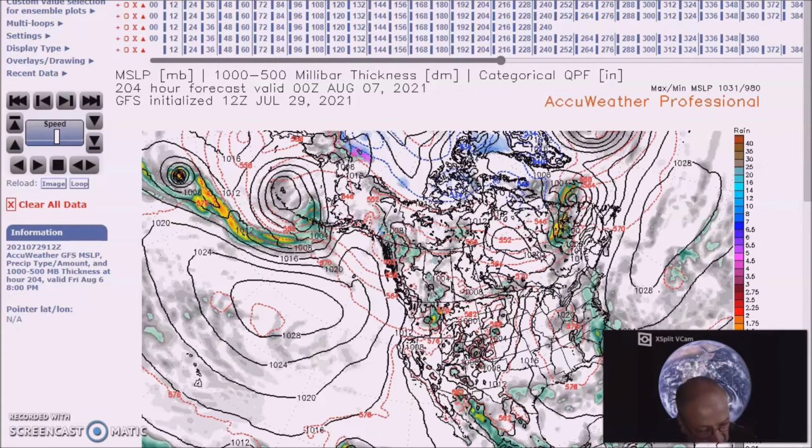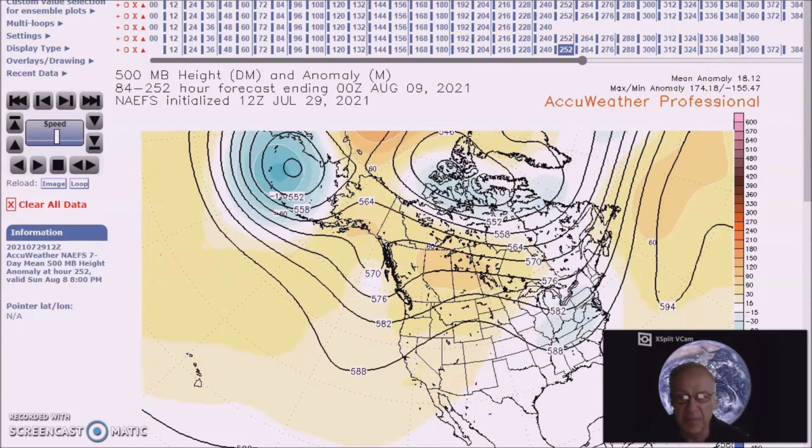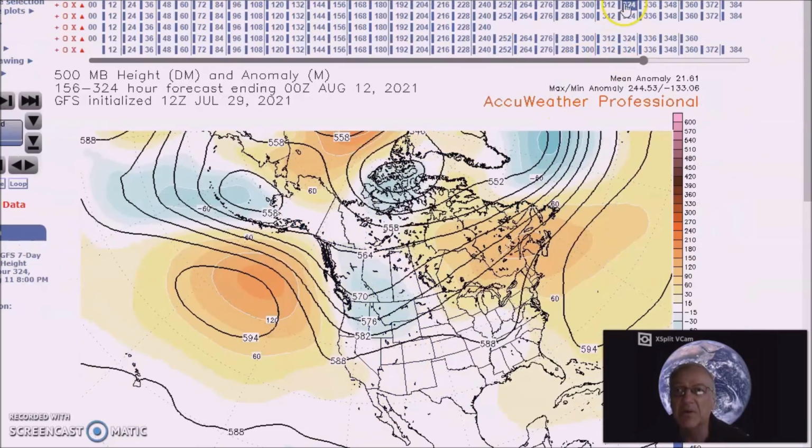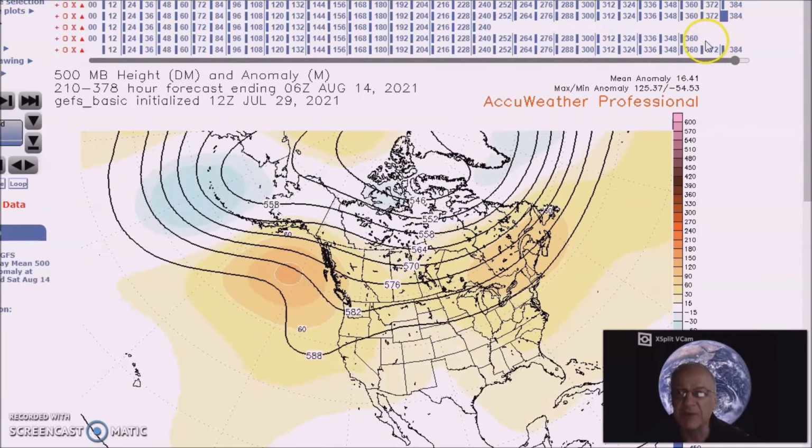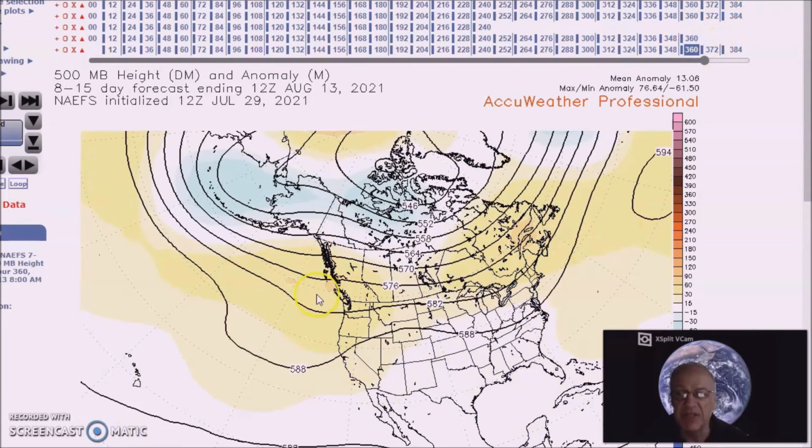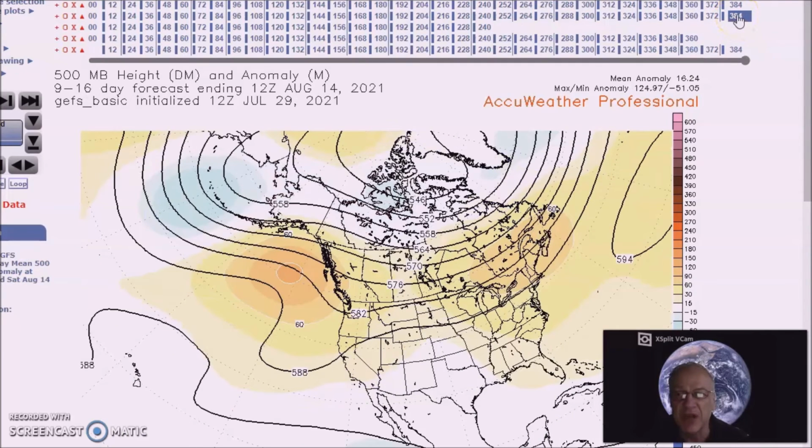We're going to look at the period now for August 11th to the 15th. And overall, we're expecting more of a zonal flow this period. You can see across the northern states and southern Canada. Therefore, the temperature should not be as extreme. It would be looking more like this, like the GEFS.